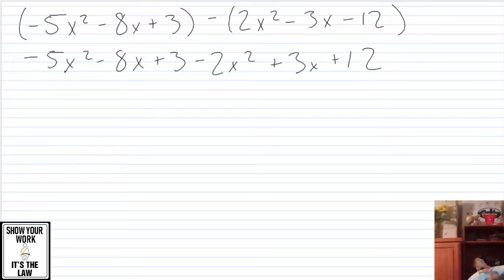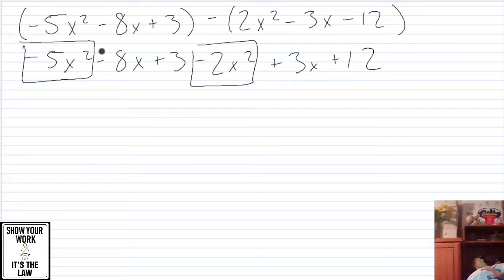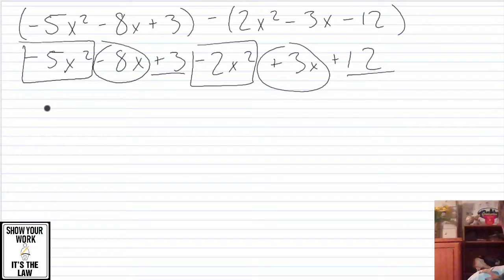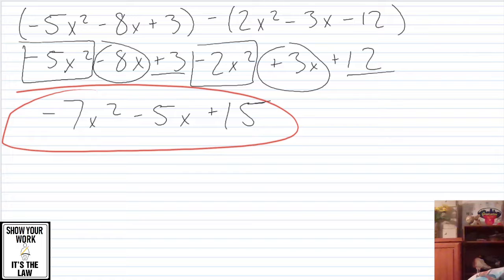And now, combine like terms. Let's make our 2's squares, our 1's circles, and our nons underlines. Negative 5x squared minus 2x squared is negative 7x squared. Negative 8x plus 3x is negative 5x. 3 plus 12 is 15. There we go. We got ourselves the simplified polynomial.